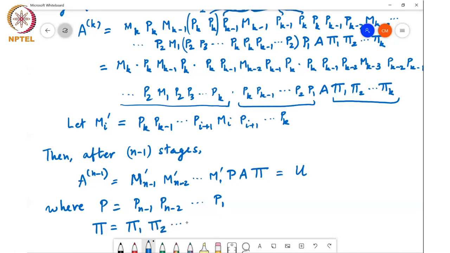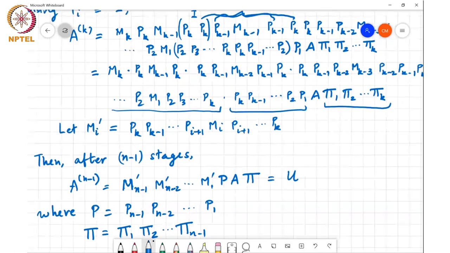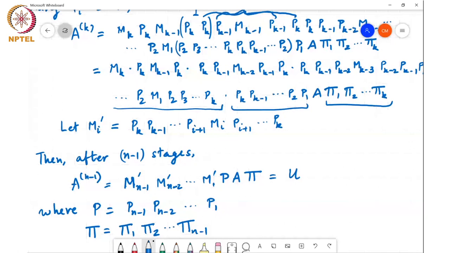Sir, in A_{n-1}, shouldn't an M_{n-1} be multiplied, because in A_k there was M_k being multiplied. Can you say that again? What is the question? Okay, in A_k, sir, the term is M_k P_k M_{k-1} P_k. So in A_{n-1}, there should be an M_{n-1} there, right? There will be an M_{n-1}, correct. So you are right. It will be M_{n-1}. And that's why M_{n-1} dash is defined to be.